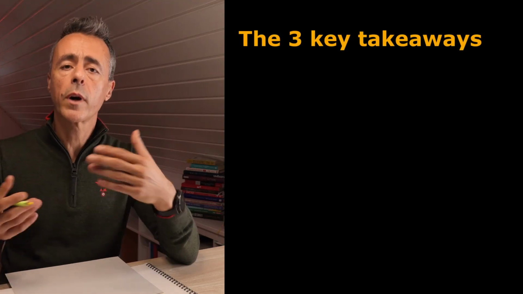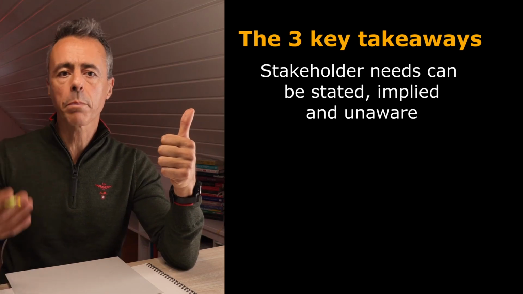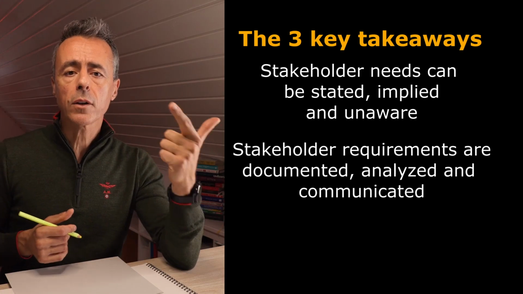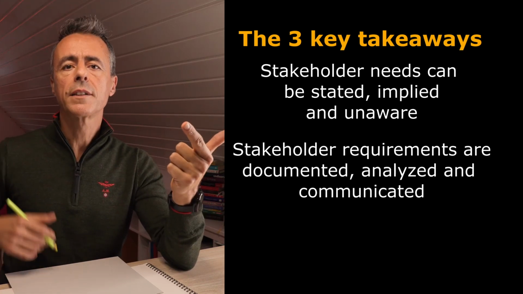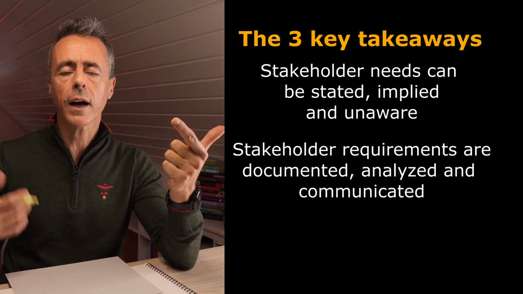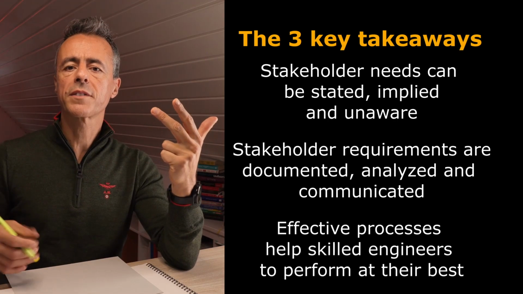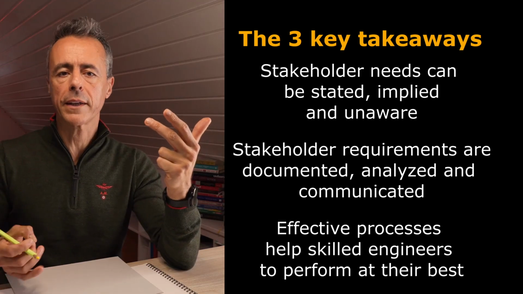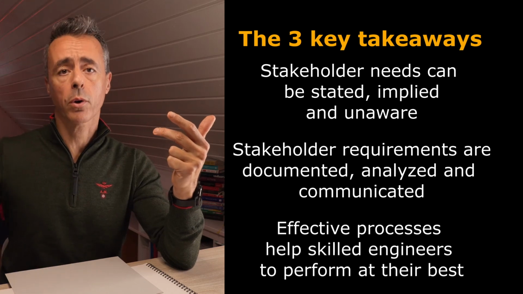Here are the key takeaways so far. Stakeholders' needs and expectations can be stated, implied, and unaware. Stakeholder requirements are derived from stakeholders' needs and expectations. Stakeholder requirements must be documented, analyzed, and communicated. Effective processes enable skilled engineers to perform at their best and transform stakeholder requirements into high-quality products. Now let's continue with software quality and introduce the important concepts of product quality and quality in use.